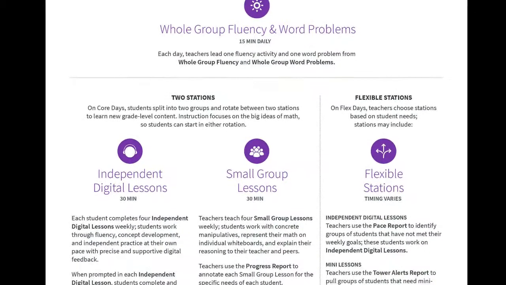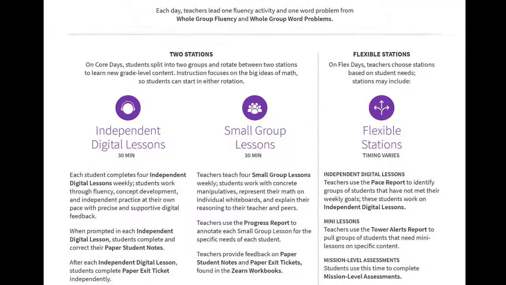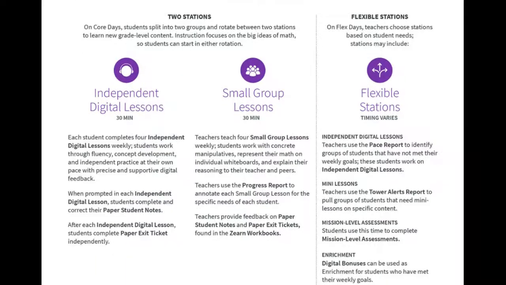The second half of the instructional block is split between independent digital lessons and small group lessons, and usually this is done by implementing flexible rotations, station rotations. In this video, we're going to take a look at both the digital independent lessons that are provided to the learners and also where to find the small group instruction that you'll be using in your small group lessons.